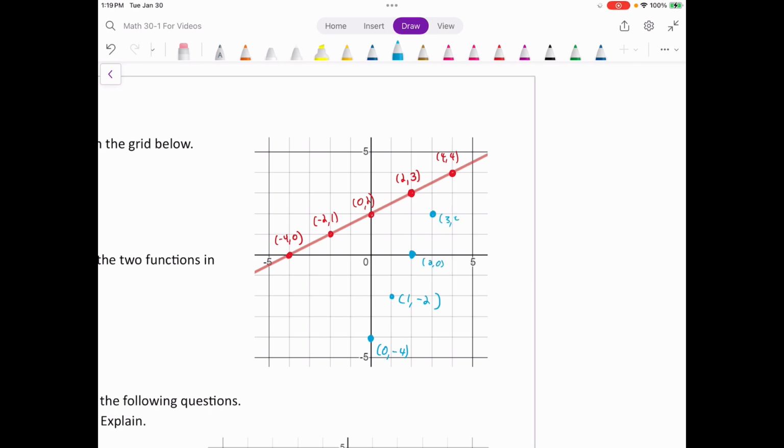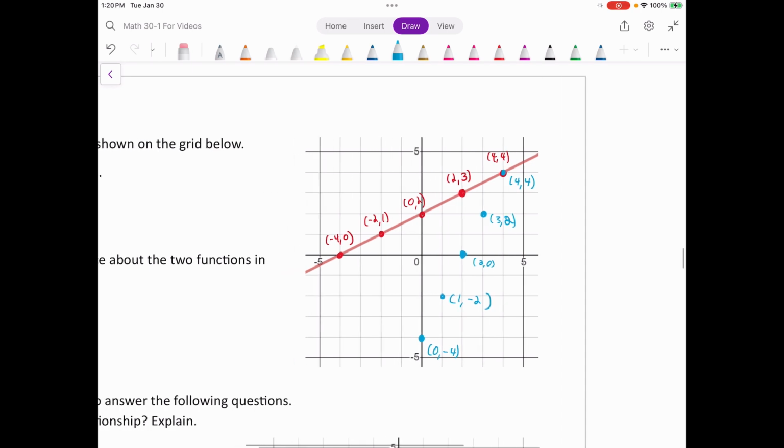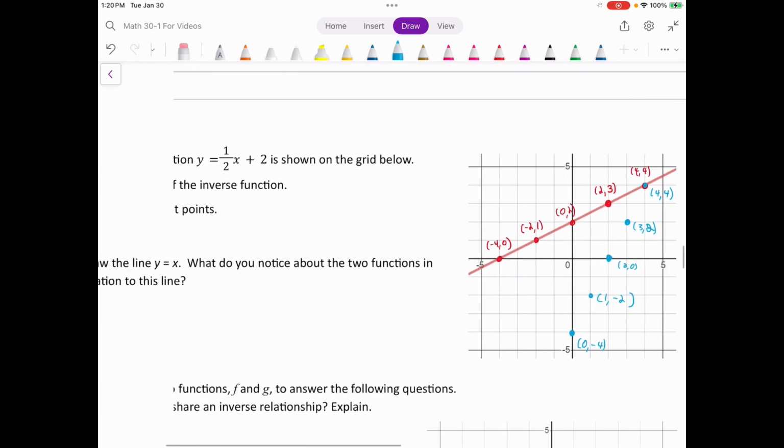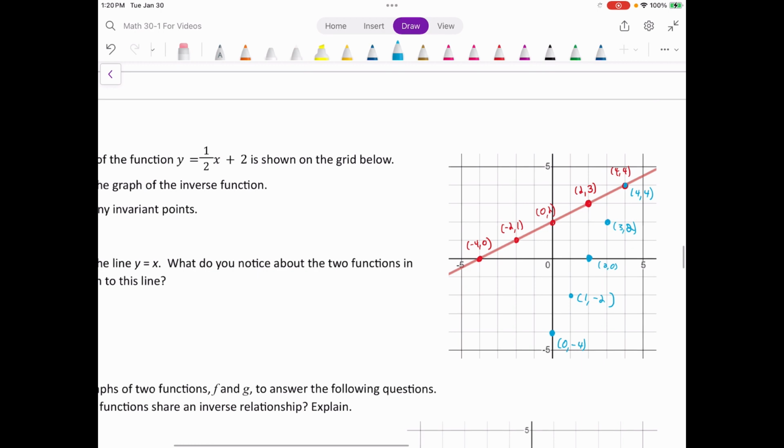And 4, 4. What's going to happen to that? Well, if I swap x and y, what do I get? I get 4, 4. Do you remember what we might call a point like that? It didn't move. We did take the inverse, but that specific point didn't move. That is an invariant point. So that leads into the next thing they asked us here.